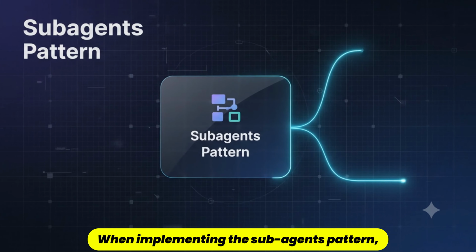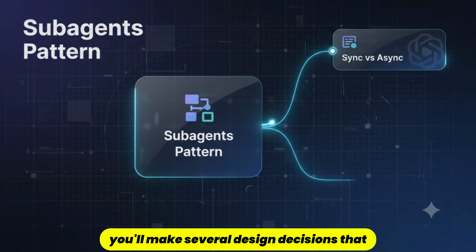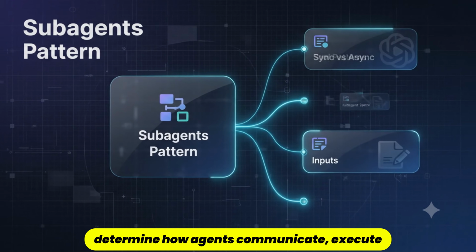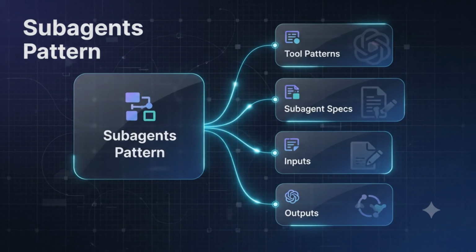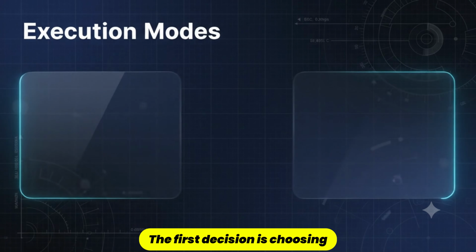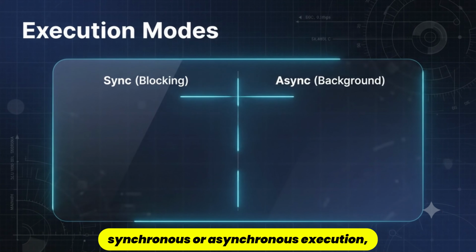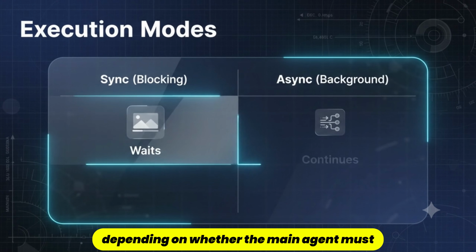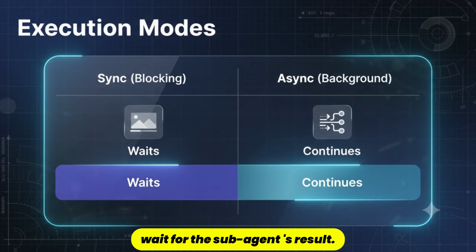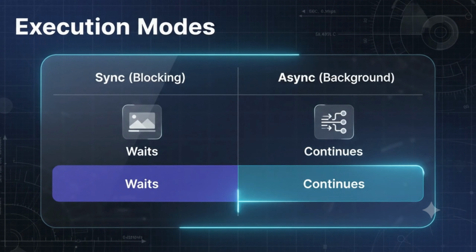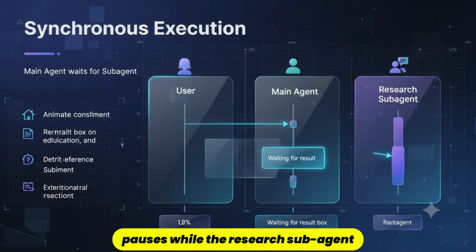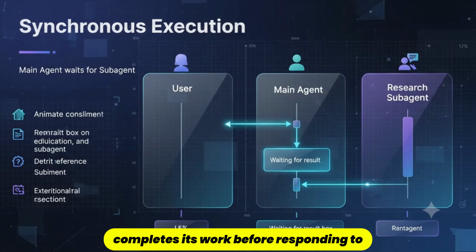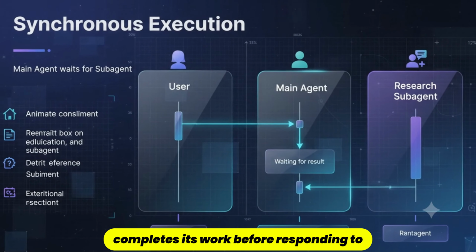When implementing the subagents pattern, you'll make several design decisions that determine how agents communicate, execute tasks, and exchange information. The first decision is choosing synchronous or asynchronous execution, depending on whether the main agent must wait for the subagent's result. In synchronous execution, the main agent pauses while the research subagent completes its work before responding to the user.